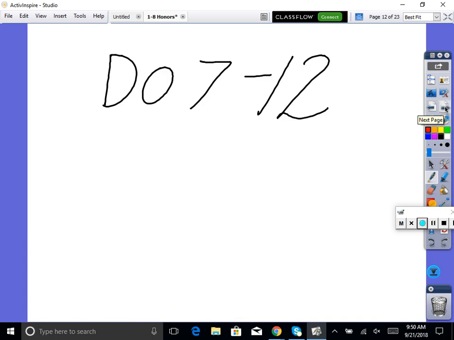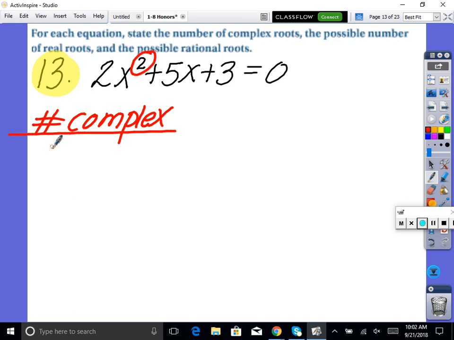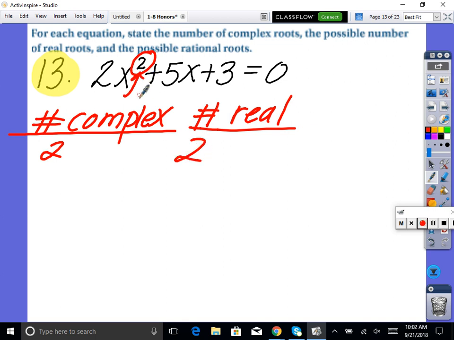So 7 through 12 is the next section. Keep going with those. The instructions say, for each equation, state the number of complex roots, the possible number of real roots, that means crosses the x-axis, and what are the possible rational roots. So the number of complex roots, remember, complex just means any type of root. How many roots does it have? 2, okay? Then the number of real roots it could possibly have. Real means crosses the x-axis, so it could have 2, but it also could have 0. Does everybody understand why? Now think about it.